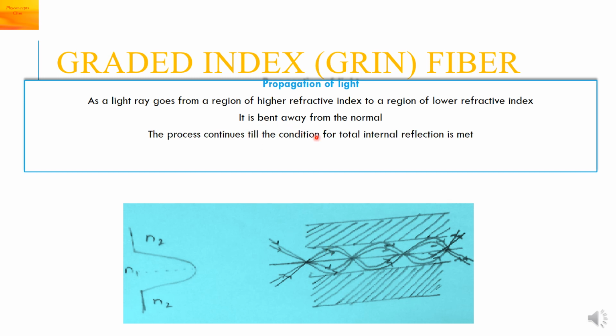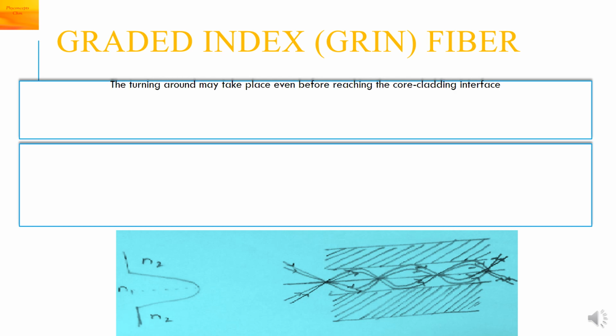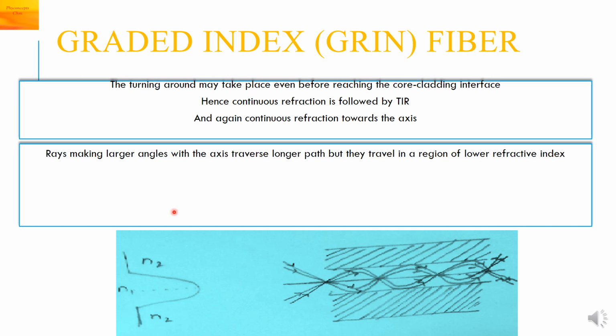The process will continue till the condition for total internal reflection is met, and then the ray travels back towards the core axis. So from here again it will travel back towards the core axis. Again it will suffer refraction. This refraction or the turning around may take place even before reaching the core cladding interface. So after total internal reflection, it will be followed by refraction, and then again total internal reflection, again refraction, again total internal reflection, then again it will suffer refraction. So this will be occurring continuously.